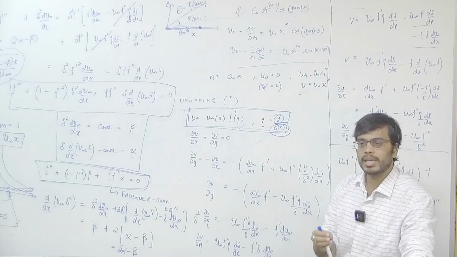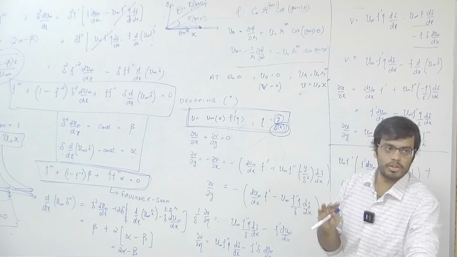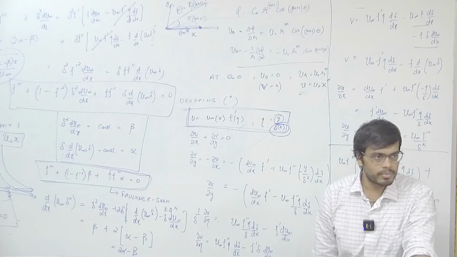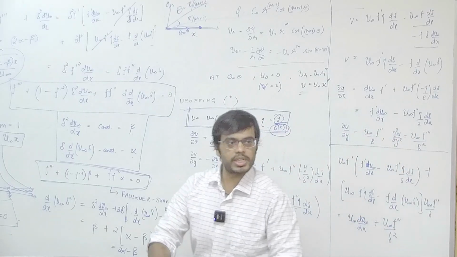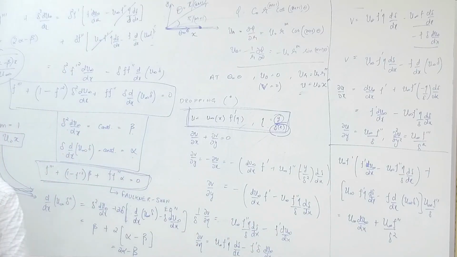Actual boundary layer thickness might be some constant times delta of x, okay, but that constant won't be very huge or very small, that constant will be order 1, that's what it is trying to tell you. And that you know only after looking at the solution of these equations, you cannot know that a priori, that's the whole point here.